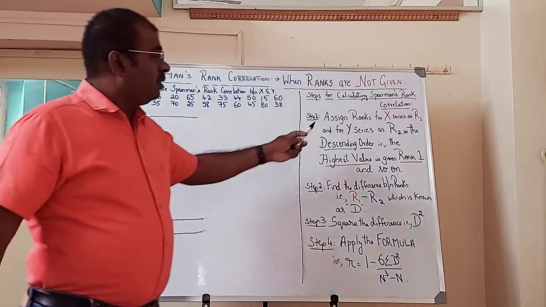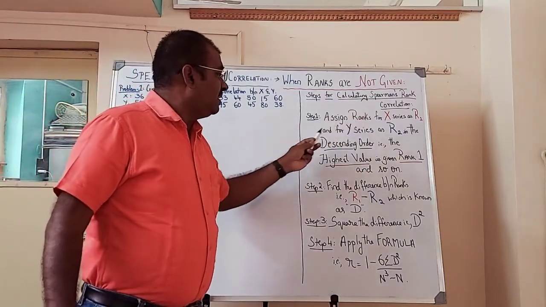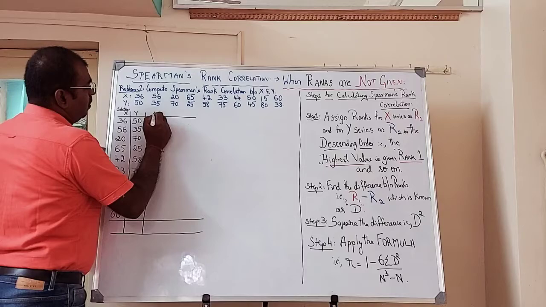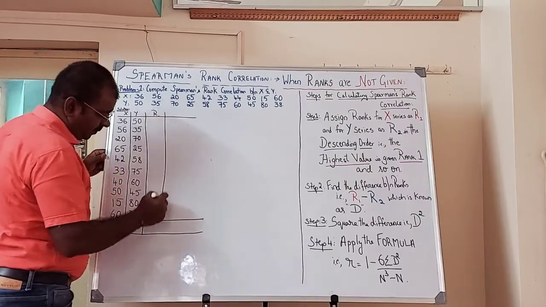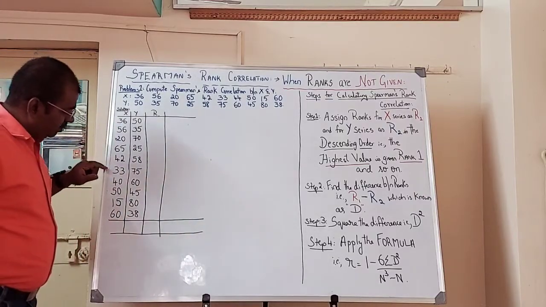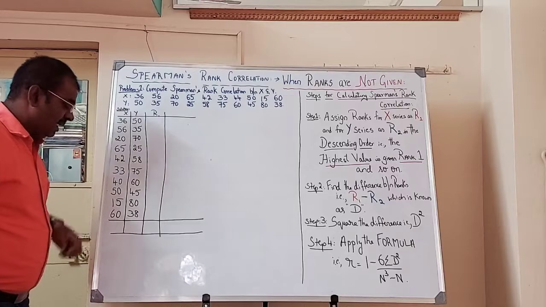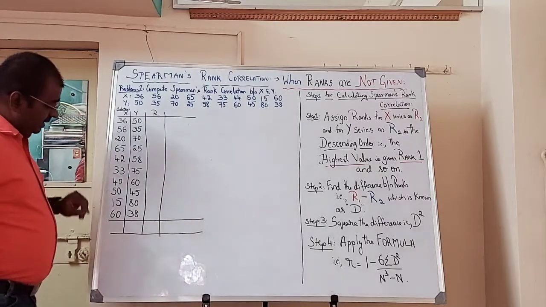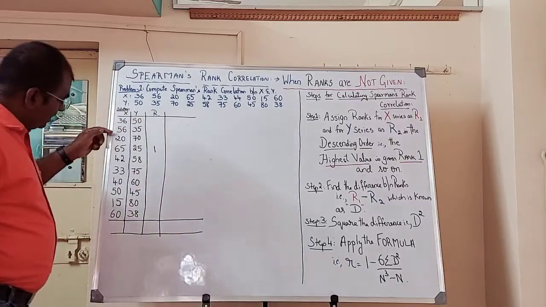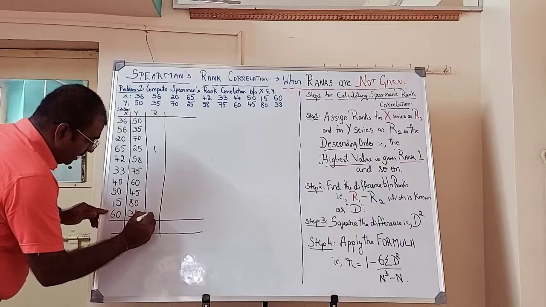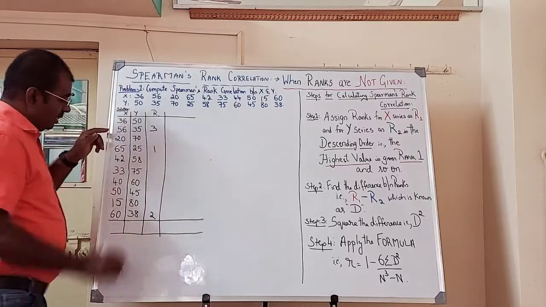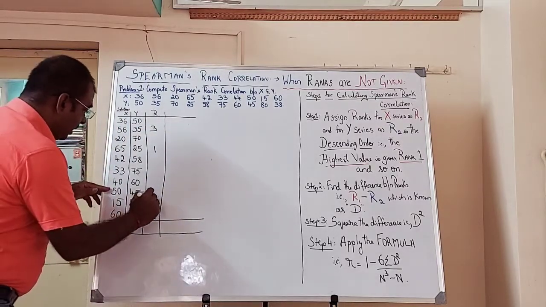According to the first step, we assign ranks for X series and Y series as R1 and R2. Let us look at the rank R1. The values are 36, 56, 20, 65, 42, 33, 40, 50, 15 and 60. The highest value out of these is 65, therefore 65 gets rank 1. The next highest value is 60, which is given rank 2. The third highest value is 56, rank 3. The fourth highest is 50, rank 4.